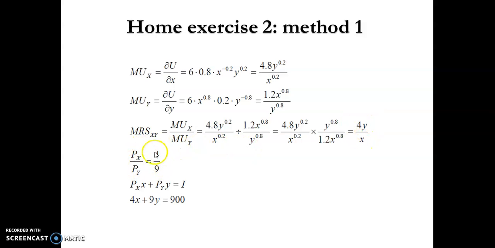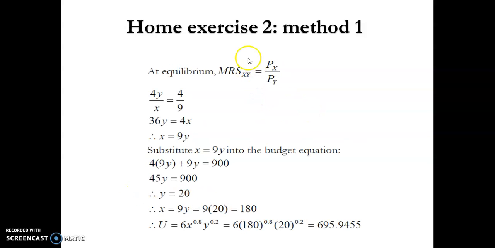Then you also have your price ratio, which is the price of good X over the price of good Y, and the respective prices were 4 and 9. And then that is your budget constraint. So now your next step was to set your MRS, which was the ratio of your marginal utilities, equal to the ratio of the prices to determine the optimal bundle or mix. So therefore, I can now substitute x is equal to 9y into your budget constraint, and you can solve for y and x and your utility respectively.